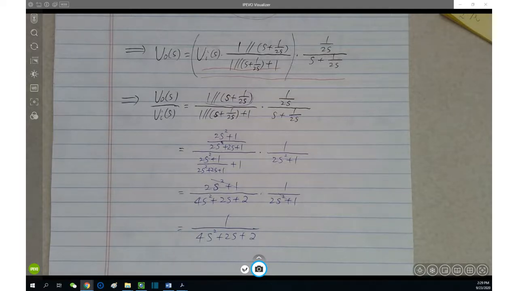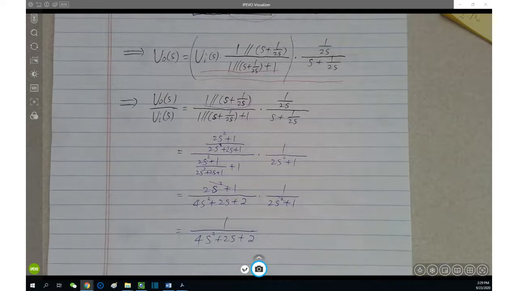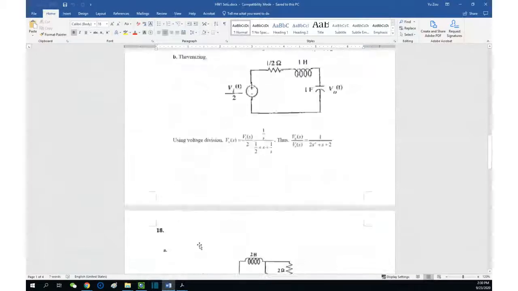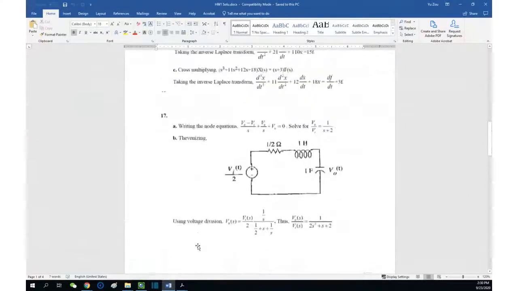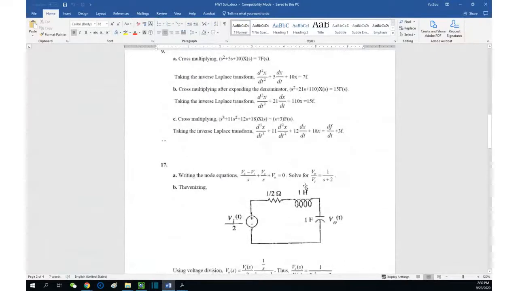Any questions regarding this problem? Any more questions? So if that was 17B, what was the solution for 17A? I didn't receive questions about it, so I didn't look into it. But the solution, by the way, has been posted online, in Canvas. 17A is equal to 1 over s plus 2.